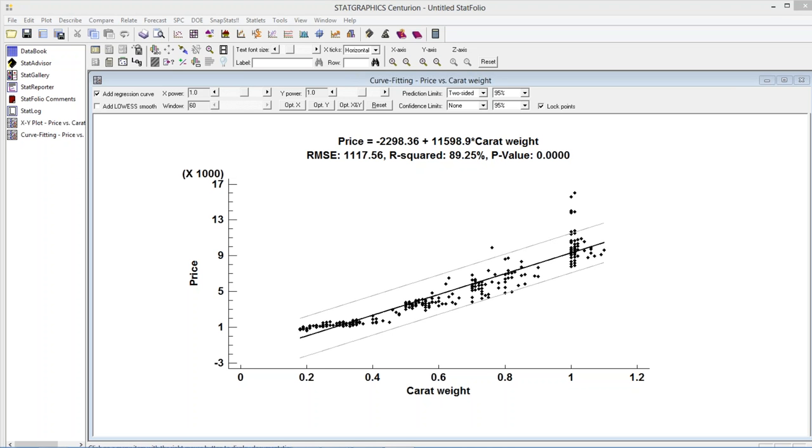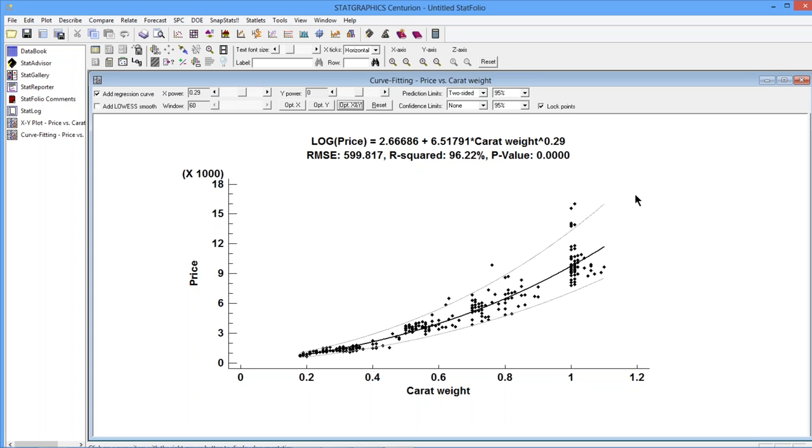And you can see here that it's fit a straight line. The equation of the line is at the top: price equals a constant plus the slope times the carat weight. Well, that's the best fitting linear regression, not a very good model for the data, but obviously a place to start. Now, in order to find a better model, our curve fitting Statlet has several buttons on the toolbar. You see up at the top here a button that says optimize X, one that says optimize Y, and one that says optimize X and Y. I'm going to push optimize X and Y.